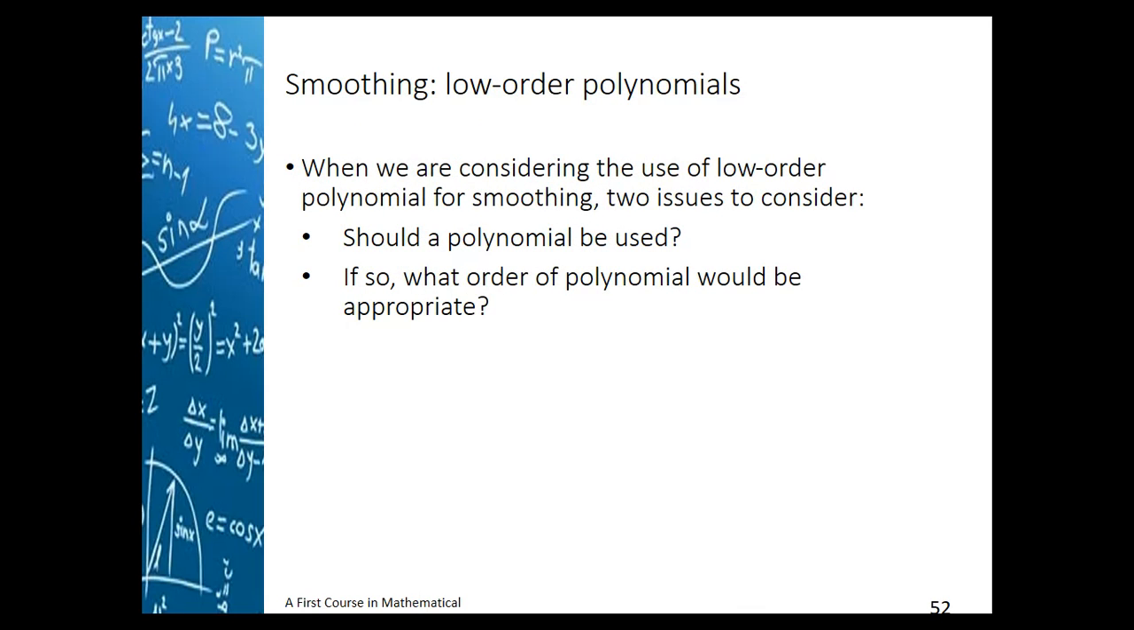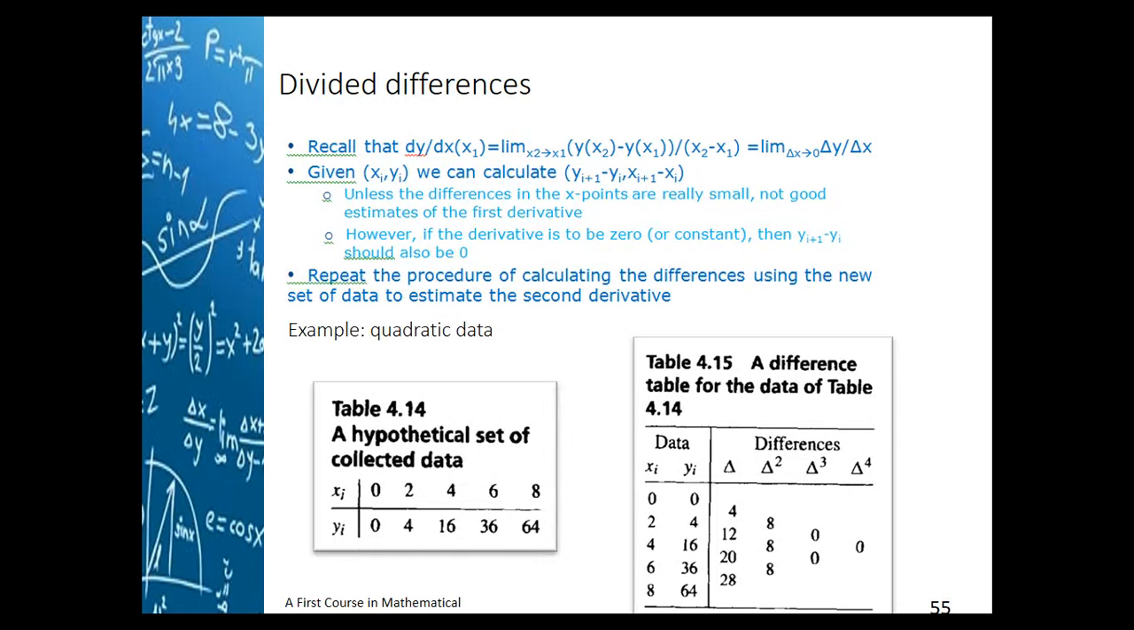Okay, so there is another question that you need to raise. When you consider the use of low order polynomial, should a polynomial be used? And if that is so, what order of polynomial would be appropriate? How small is enough? How small is sufficient? There are lots of examples of this. By trying to answer that particular question, we move forward to the divided difference.